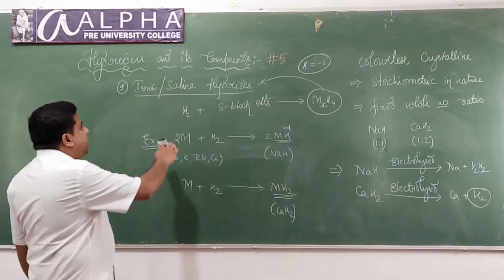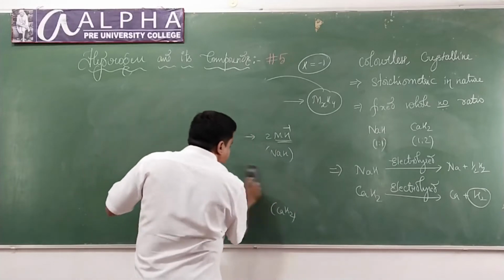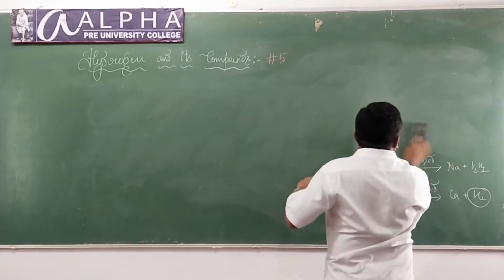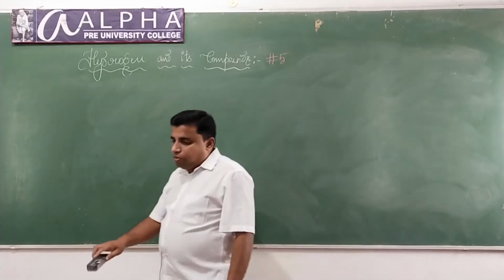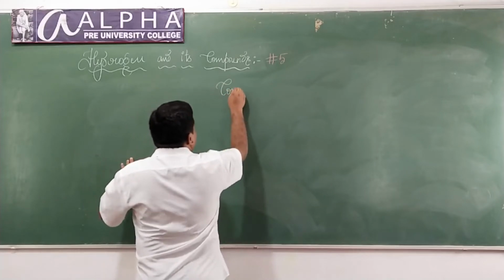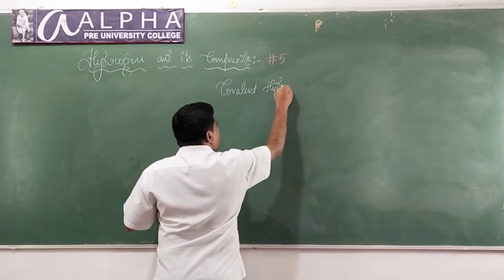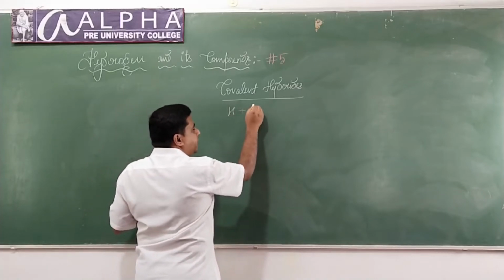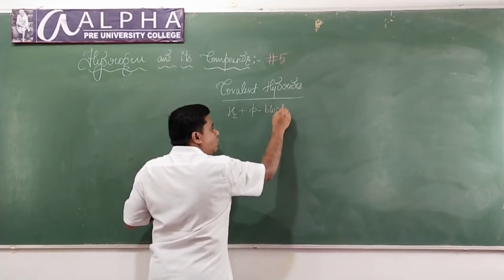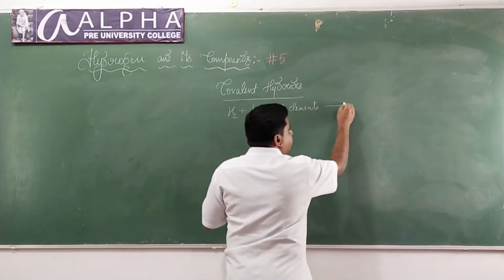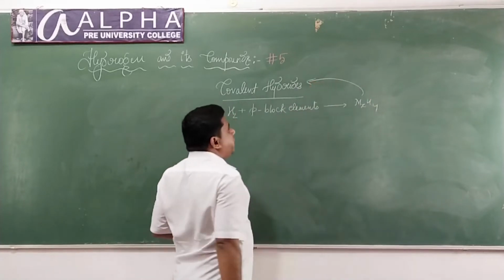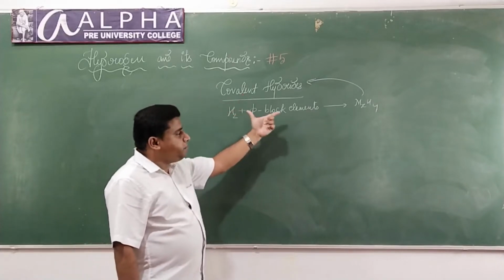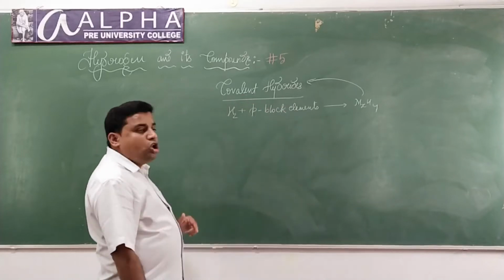Now let us talk about covalent hydrides. That is what is most important. Whenever hydrogen combines with p block elements, it forms hydrides, and these hydrides are called covalent hydrides, or else molecular hydrides.